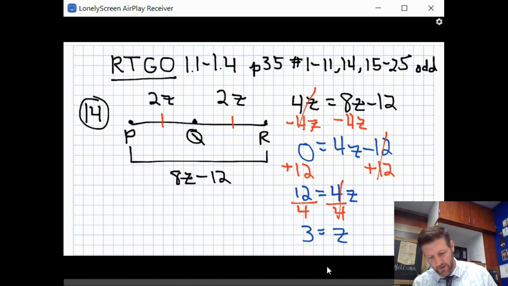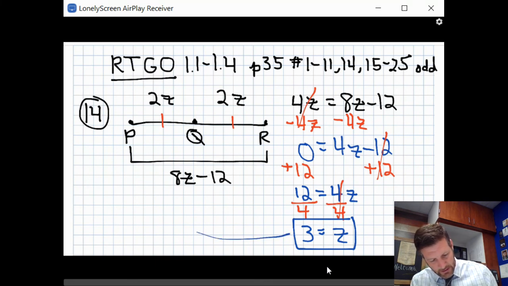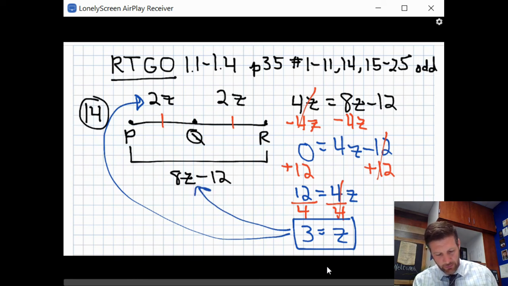Alrighty, and that is actually one of our final answers, so I'm going to box it. We needed to find z, and so z is equal to 3. And now we're going to use that to find, it says we need to find both PQ and PR. So that means we're going to plug it into two places, PQ and also my PR. So I can just do that pretty quickly. 3 times 2, because PQ is 2z, so 3 times 2 is 6. So that means that PQ is equal to 6.